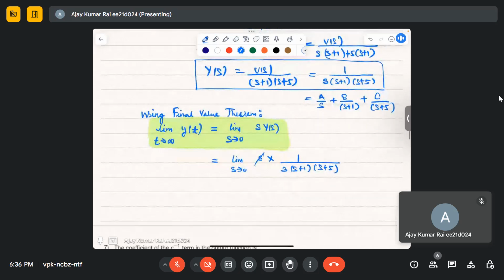So this cancels out. So the limit as s tends to 0 of 1 by s plus 1 and s plus 5. If you put s equal to 0, you'll get 1 by 1 into 5, which is equal to 1 by 5. So you got the correct answer, which is 0.2.